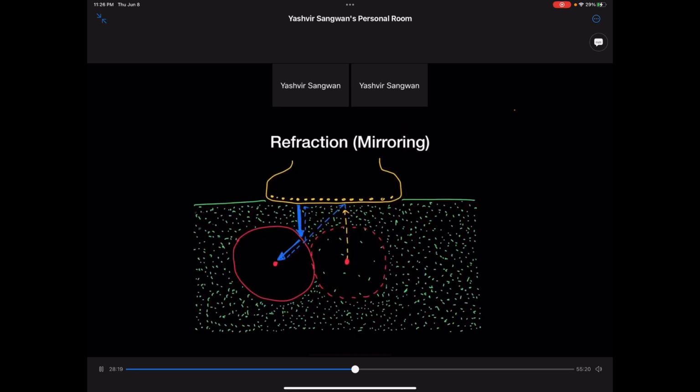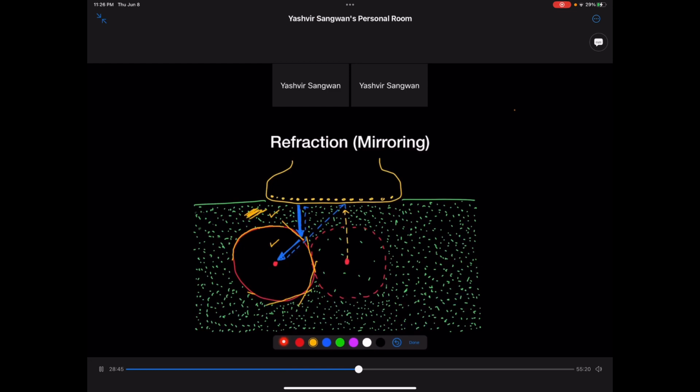Another artifact is the mirroring artifact. So what happens here? There is fat, and then in the fat there is a cyst. There is a lot of difference between this fat tissue and the density of the fluid in the cyst here, and it has a wall. And this wall basically has many different angles.